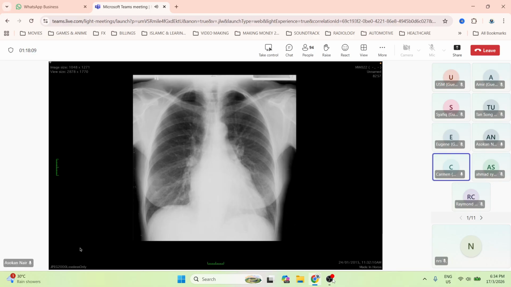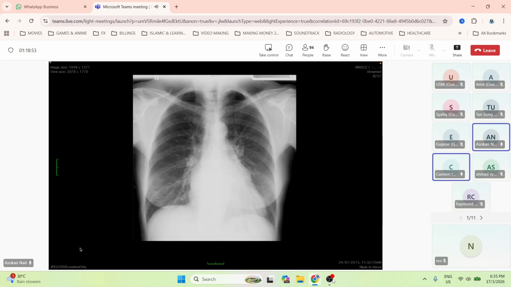Otherwise, the hilar vessels are still preserved bilaterally. There's no suspicious lesion seen in both lung fields. Otherwise, there's no suspicious bone lesion. I cannot really visualize the vertebra, but I can still see the left paraspinal line.